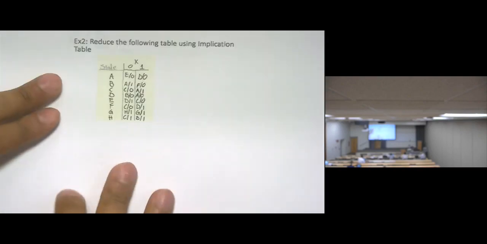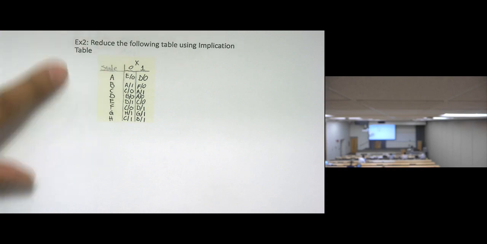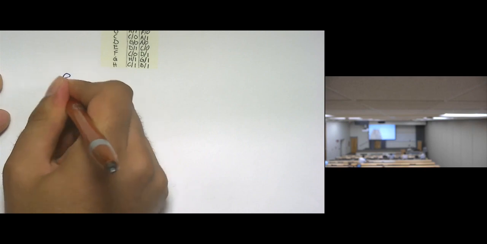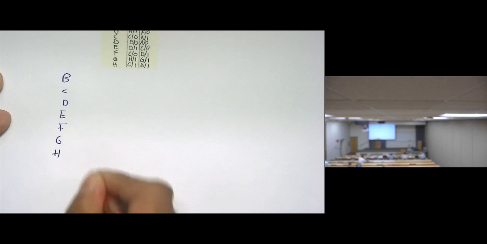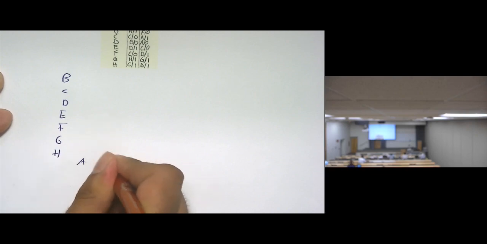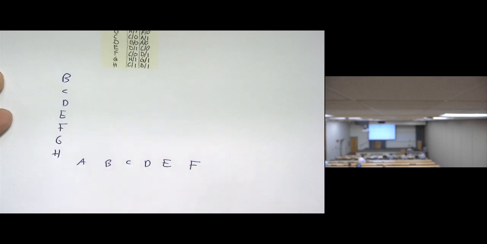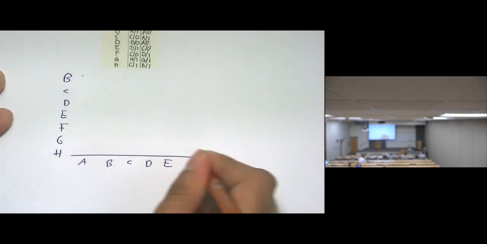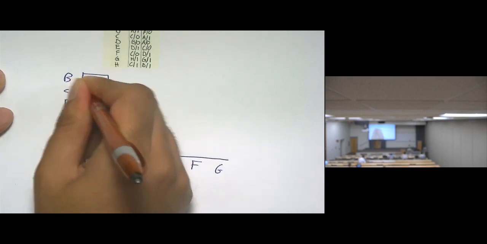Start by removing the first alphabet, which is A, and make vertically B until H, horizontally A until G. So here is B, C, D, E, F, G, H, and here is A, B, C, D, E, F, G. Then let's start making this line, with B here.